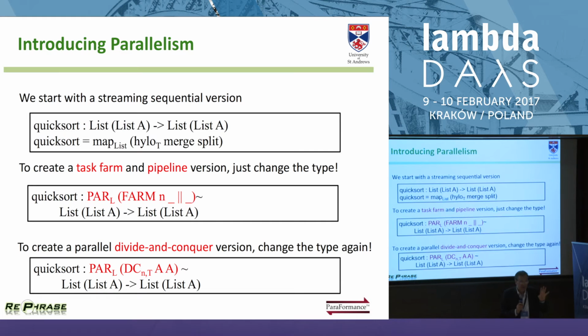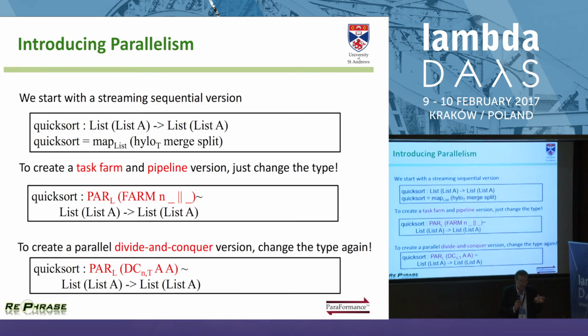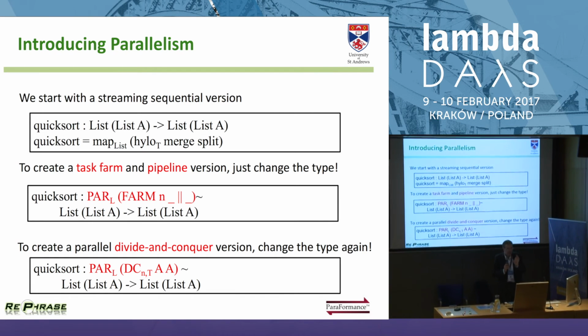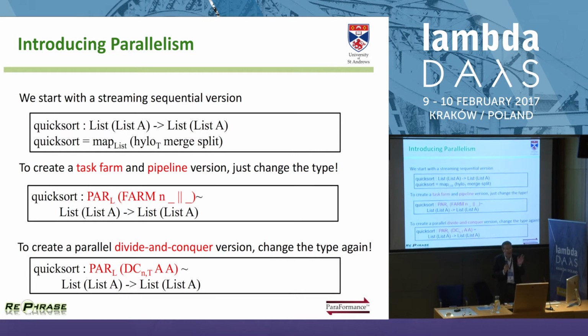If we now start with a streaming sequential version of this, so we're mapping that over a list of inputs, what we can now do is, if we want a version using task farms and pipelines, we change the special bit on the type to say, oh, well, it's a parallel implementation with a farm, pipelined with something else. And notice I've left some underscores in the type to indicate there are holes there. We don't care in our type what they are. We'll let the type system figure it out. That's what type systems are good at, after all. They're good for figuring out the stuff I don't want to have to think about.